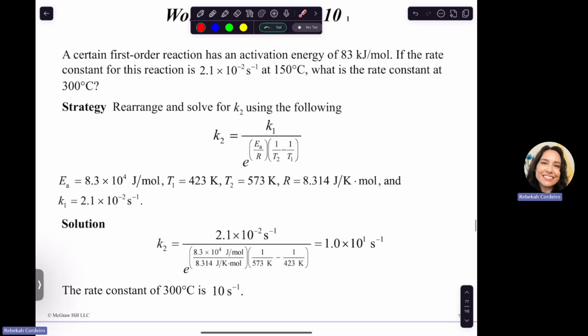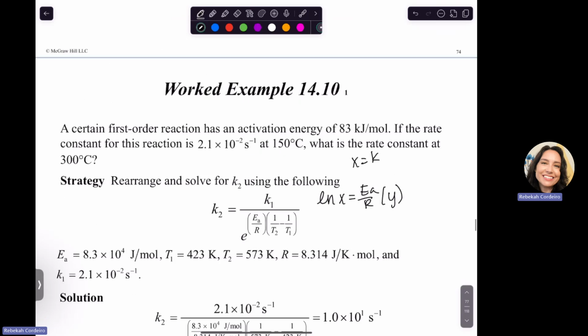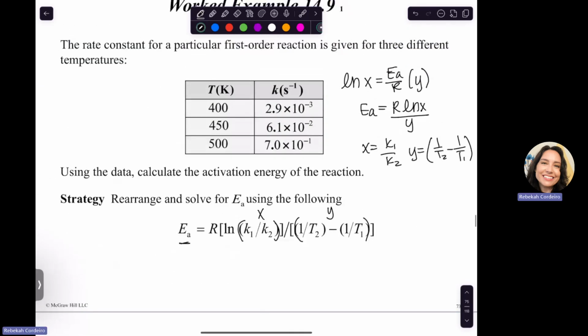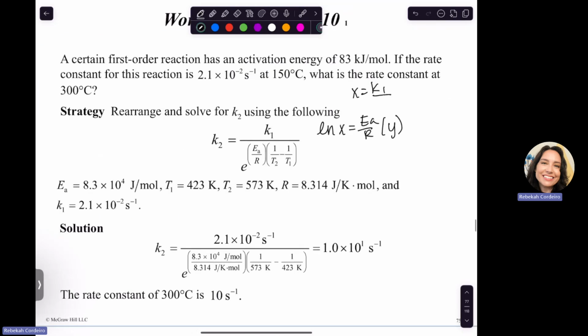So they rearranged it again. If you are like, hey, I can't rearrange it, I've got to plug in numbers, plug in numbers. Again, you could use X's and Y's. What I would probably do is let's say ln X is equal to EA over R times Y. What I'm trying to solve for is X. Remember, X is K1 over K2. There are many different versions of this online, so be careful. So X is K1 over K2. If I can solve for X, then I can plug in K1 and get K2.